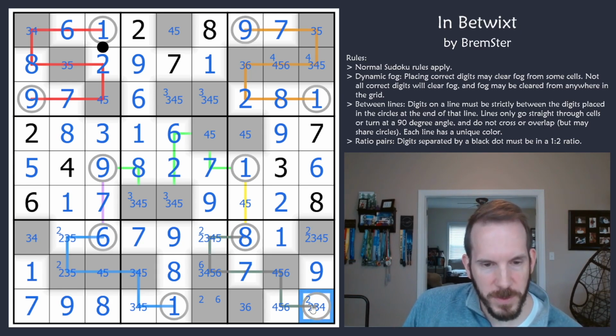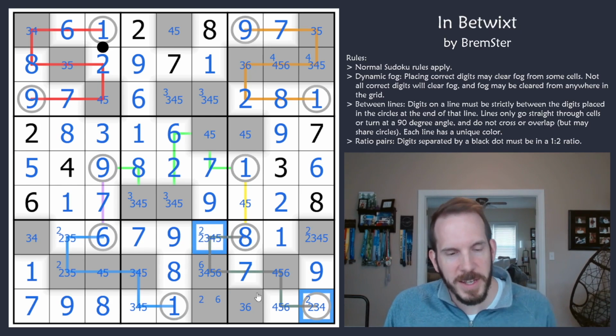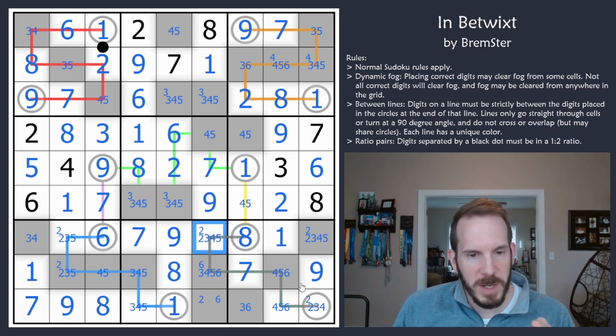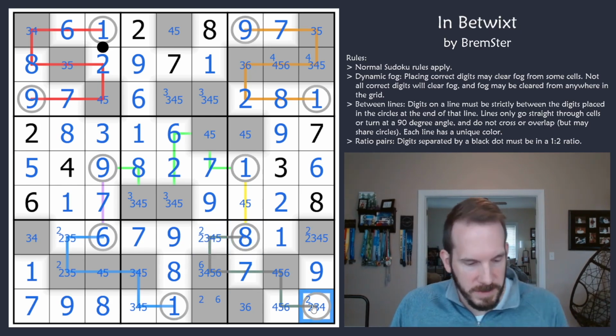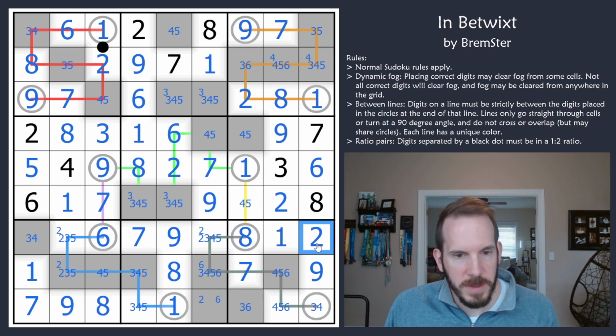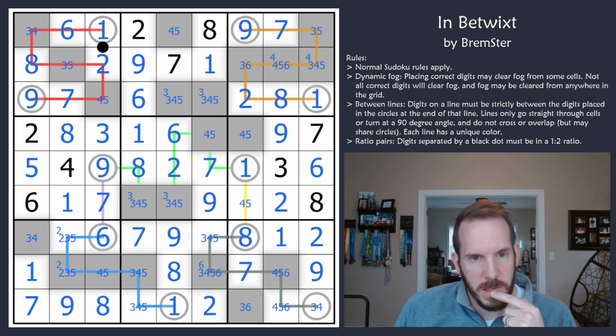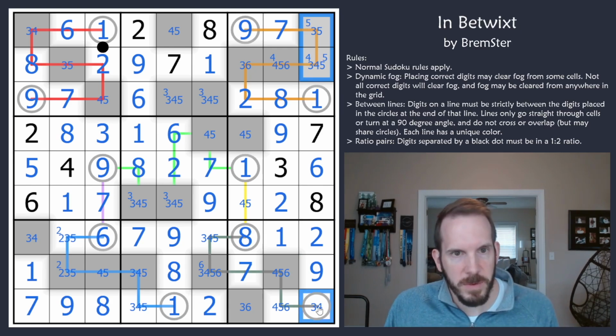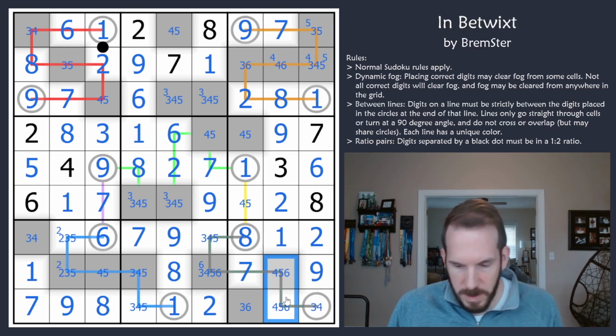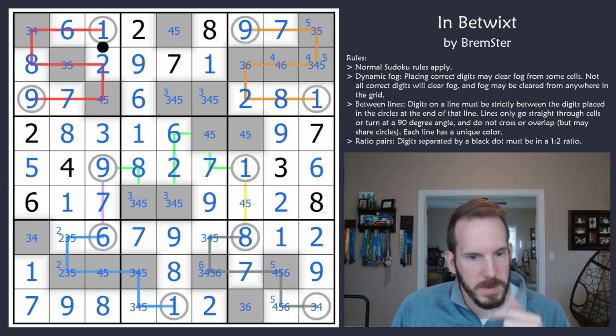If this is a 2, then in box 8, our 2 goes here, but it would be on the same between line. So this 2 would not be in between these two circles in that case. So this isn't a 2, this is a 2, and this is a 2. Okay. This column of 5 is up here with our 3, 4, 5 triple, so 5 is not in this cell. 5 is here, in the box.